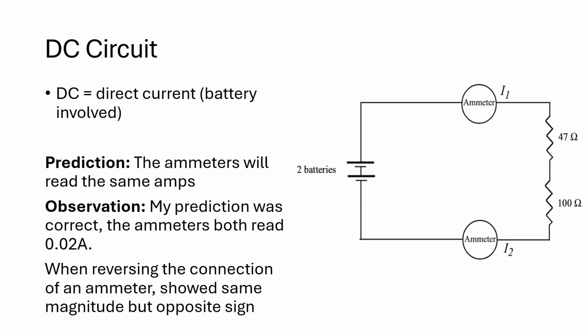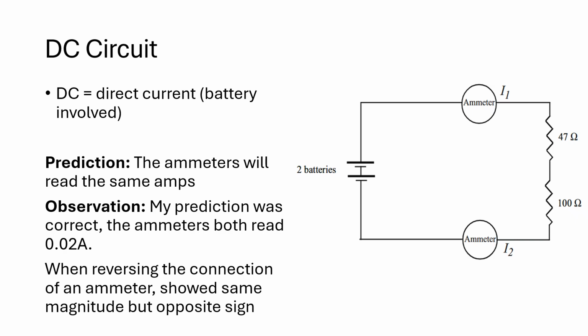So my prediction for the different currents, I1 and I2, was that they would be the same since there's only one loop, so that means there's only one way the current can flow, and it'll be the same on both sides of the resistors. My observations were correct. Both ammeters read 0.02 amps.